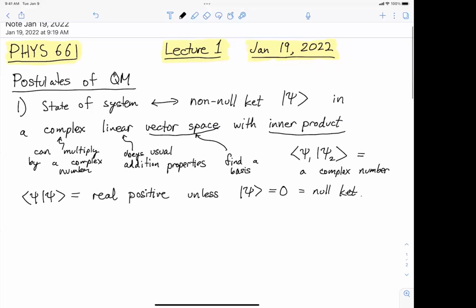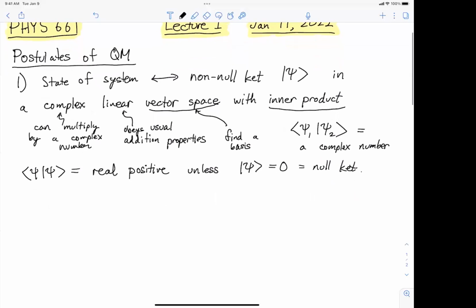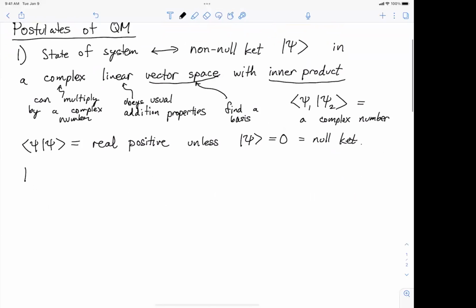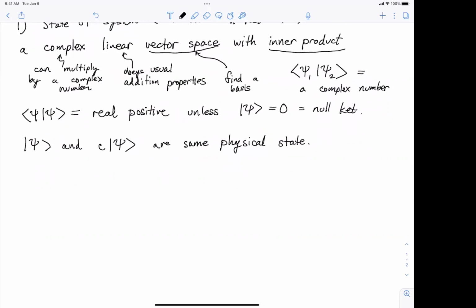Okay, and the fact that you can multiply by a complex number is a little bit tricky, because if you do multiply a ket by a complex number, it's physically the same thing. So if I multiply psi by c, where c is just a number, c times psi and psi are the same physical state. So you might ask at this point, well, if they're the same physical state, why don't we just always choose the complex number so that, for example, the psi inner product is equal to 1?